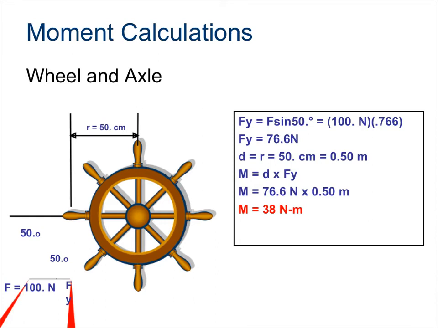To do that, I'm going to do 100 times sine of 50, and I get 76.6 newtons. Times that by our perpendicular distance we found before of 0.5 meters, and we get an answer of 38 newton meters. Since the rotation of this force is going to result in a counterclockwise motion, our moment is positive.